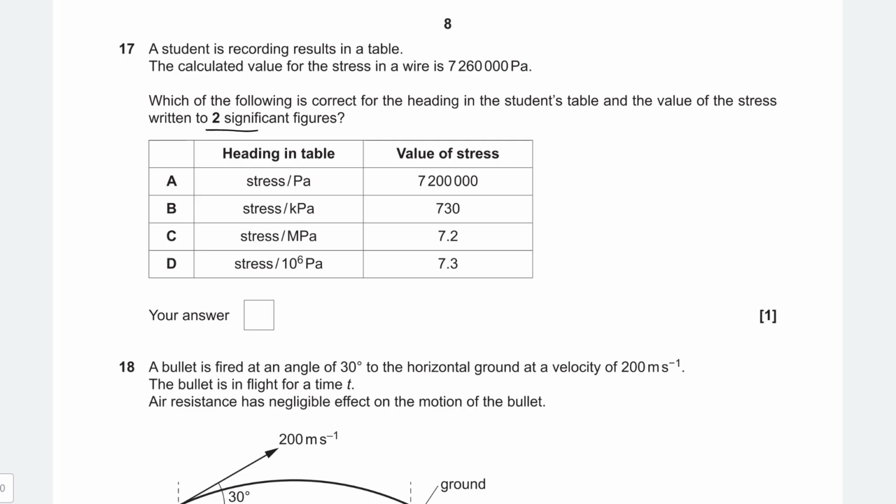This is not 7,200,000, it's 7,300,000. So that's not the case. 730 kilopascals. So 730 kilo is 10 to the 3. That's missing a 0 because that's 730,000, not 7 million. And this one here also is 7.2. Correct answer is D, 7.3 times 10 to the power of 6.